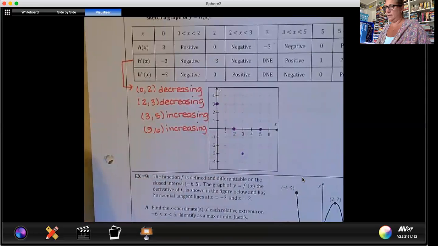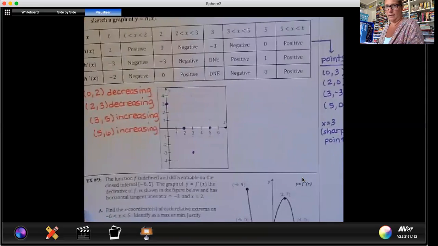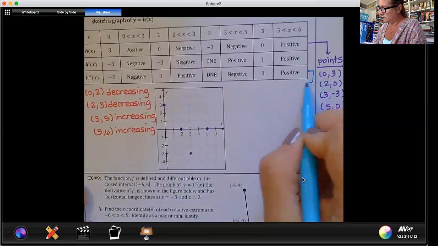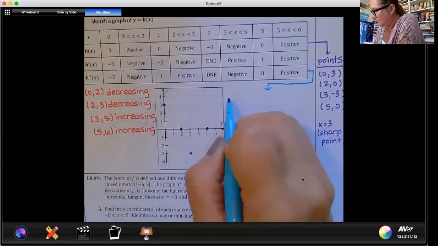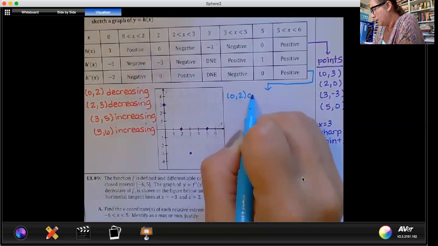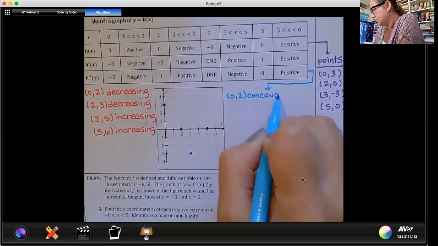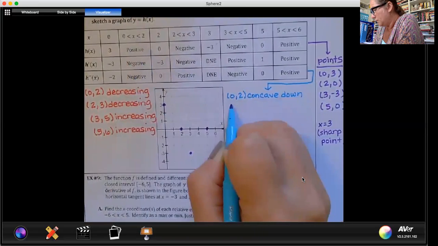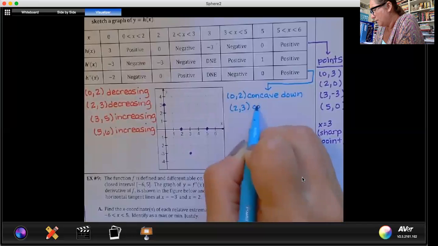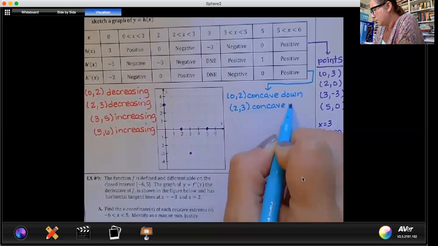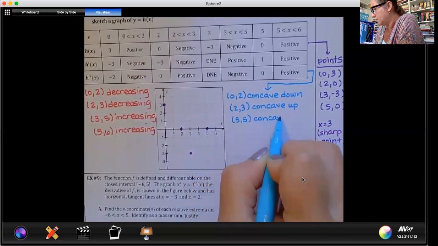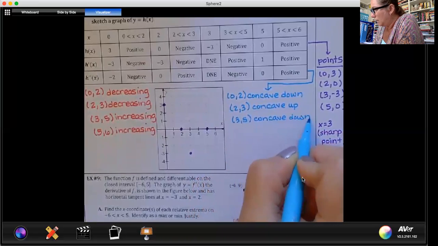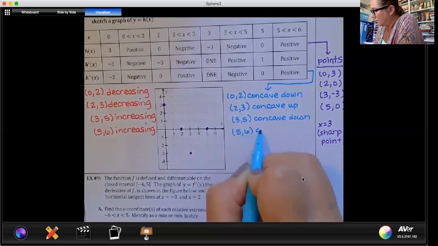Now we're going to analyze h double prime. That's our concavity. Concave up or concave down. Zero to 2 is negative, so on 0 to 2, you are concave down. On 2 to 3, you are positive, so you are concave up. On 3 to 5, you are negative, so you are concave down. And on 5 to 6, you are positive, so you are concave up.